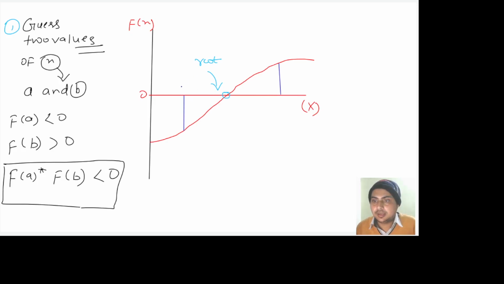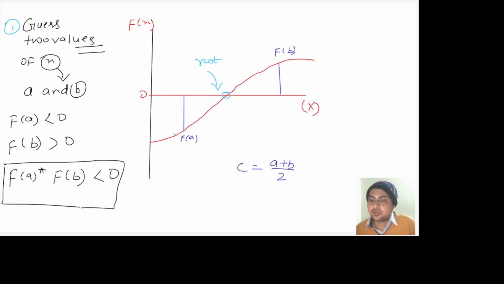This is f of a, which is negative, and this is f of b, which is positive. So this is our initial guess. Now next, in the second step, we will calculate a plus b upon 2 and store it in another variable, let's say c.